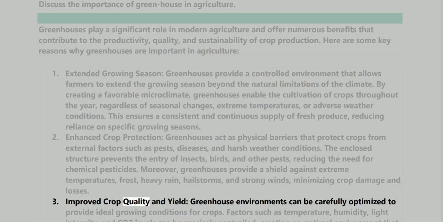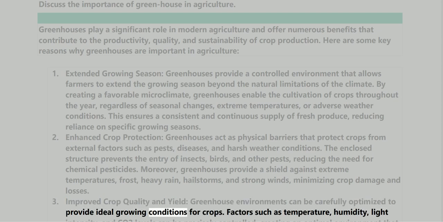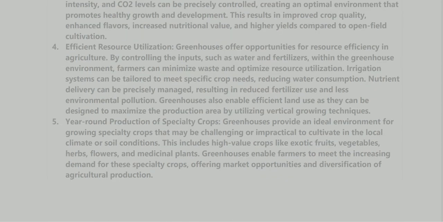3. Improved crop quality and yield. Greenhouse environments can be carefully optimized to provide ideal growing conditions for crops. Factors such as temperature, humidity, light intensity, and CO2 levels can be precisely controlled, creating an optimal environment that promotes healthy growth and development. This results in improved crop quality, enhanced flavors, increased nutritional value, and higher yields compared to open field cultivation.